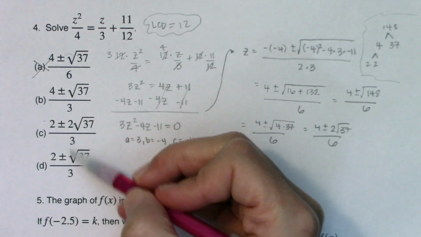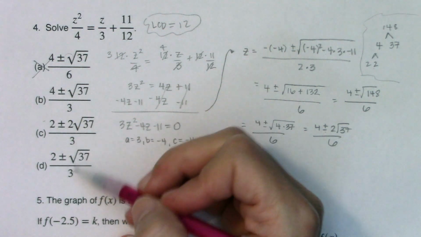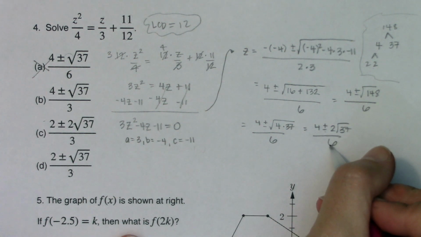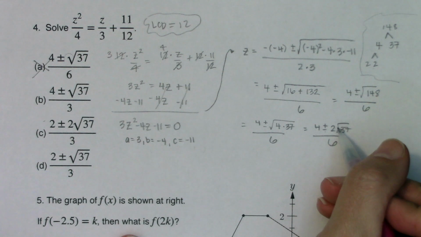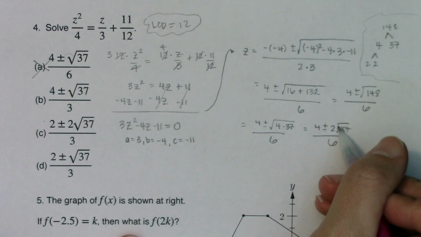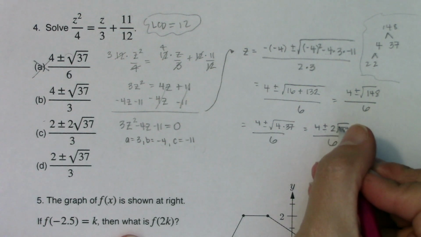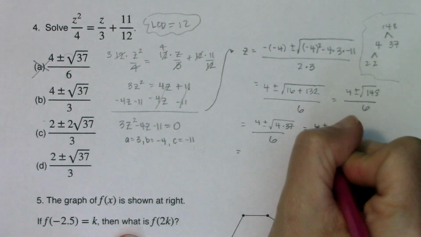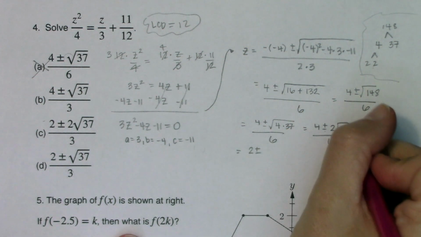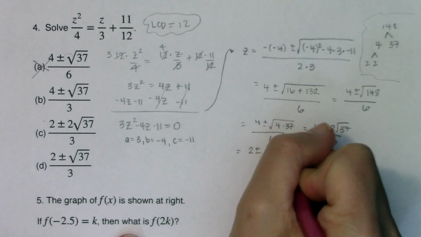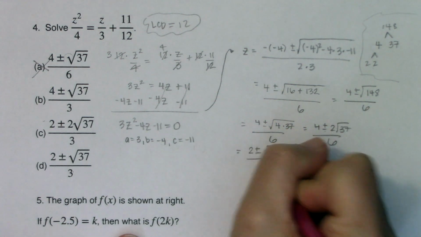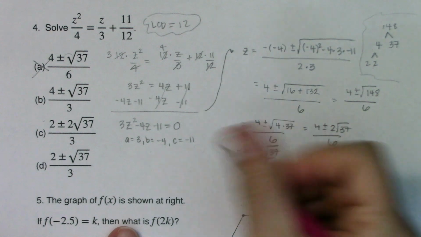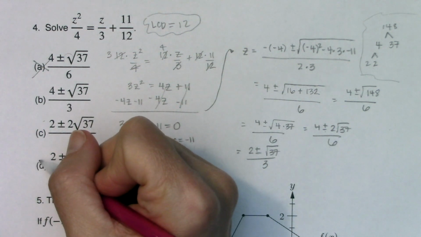Now, these all have denominators of 3. So that's kind of a little indicator I need to simplify something. And all of these terms have a 2 in common, right? 4 can be divided by 2, 2 root 37 can be divided by 2, and 6 can be divided by 2. So I'm going to take out that common factor. 4 divided by 2 is 2. 2 root 37 divided by 2, I lose the 2, right? 6 divided by 2 is 3. So I'm actually looking at 2 plus or minus the square root of 37 over 3. And when I see that, that looks like D is going to be my answer.